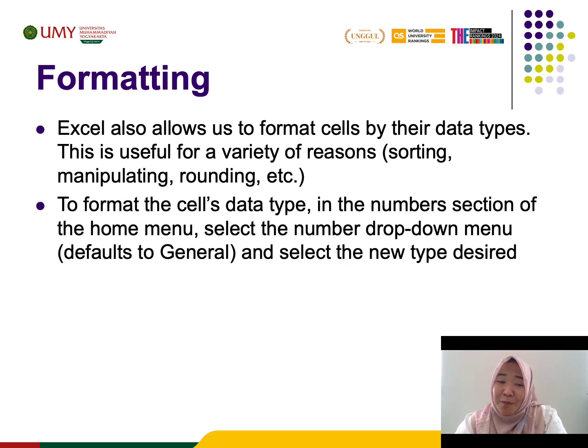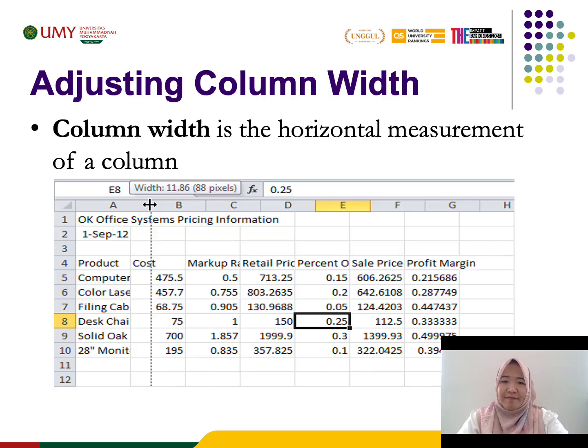In addition to formatting, Excel also allows us to format cells by their data types. This is useful for a variety of reasons, such as sorting, manipulating, rounding, etc. To format the cell's data type, in the Number section of the Home menu, you just need to select the Number drop-down menu and select the new type desired.